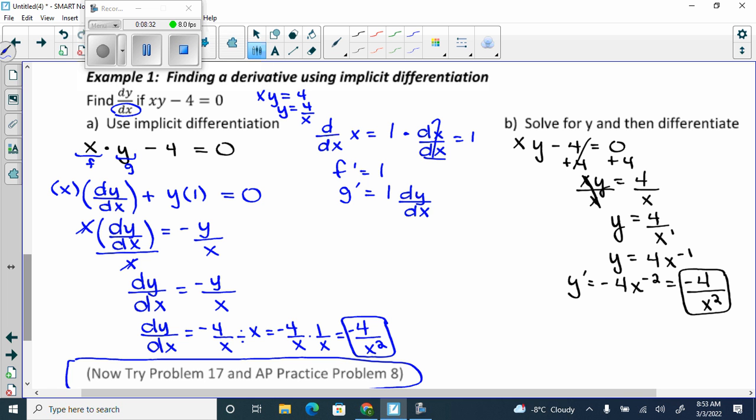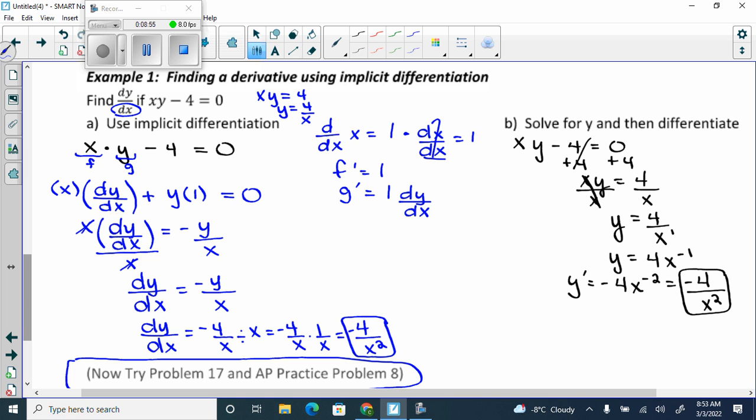Because the equation was just equal to 0. If the equation was equal to 7, then we put still a 0 because the derivative of 7 would be 0. So with implicit, our first step always is to see if there's a single y. If there's a single y, do not do implicit. Kibosh implicit.